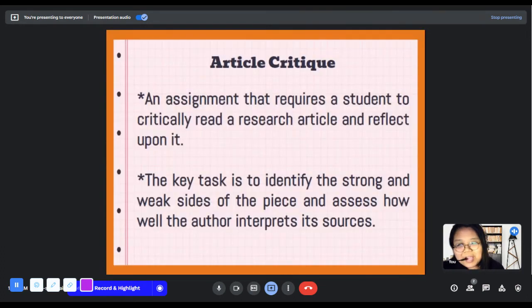Now, an article critique, of course, is a writing assignment that requires you, the student, to critically read a research article and reflect upon it. Your key task, as this is a form of literary criticism, is to identify the strong and weak sides of the piece and assess how well the author of this article interprets its sources. Of course, you cannot write without sources. Same with the writers of the article.